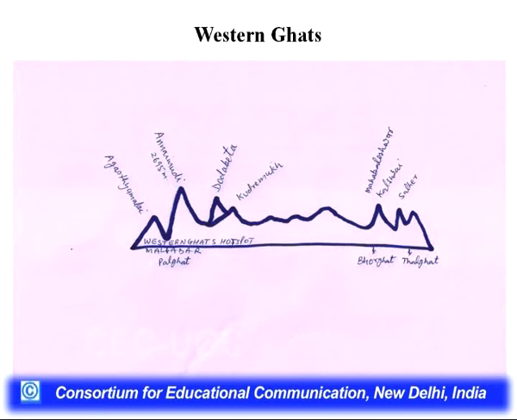Anaimudi, 2695 meter. Anaimudi is the highest peak of South India. Anaimudi is the highest peak of the Western Ghats.